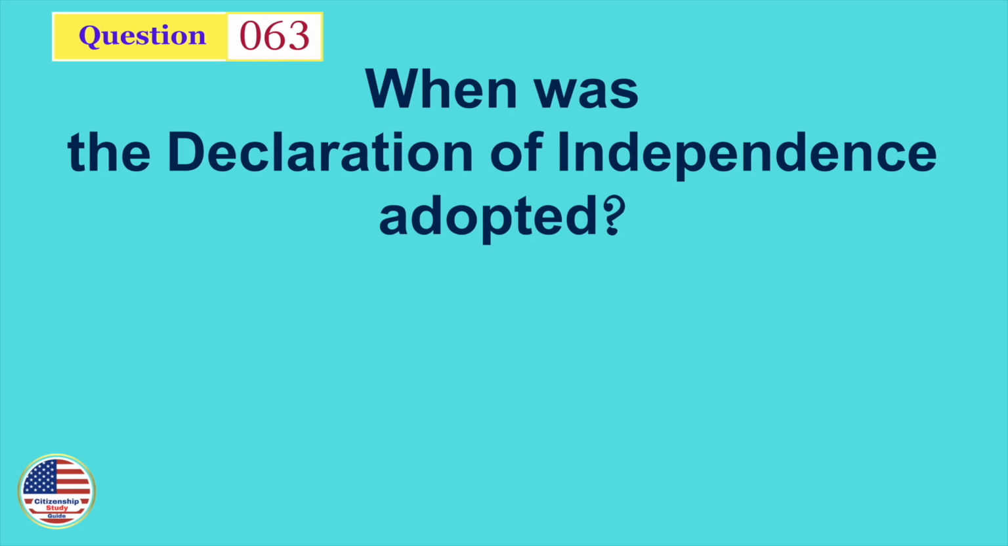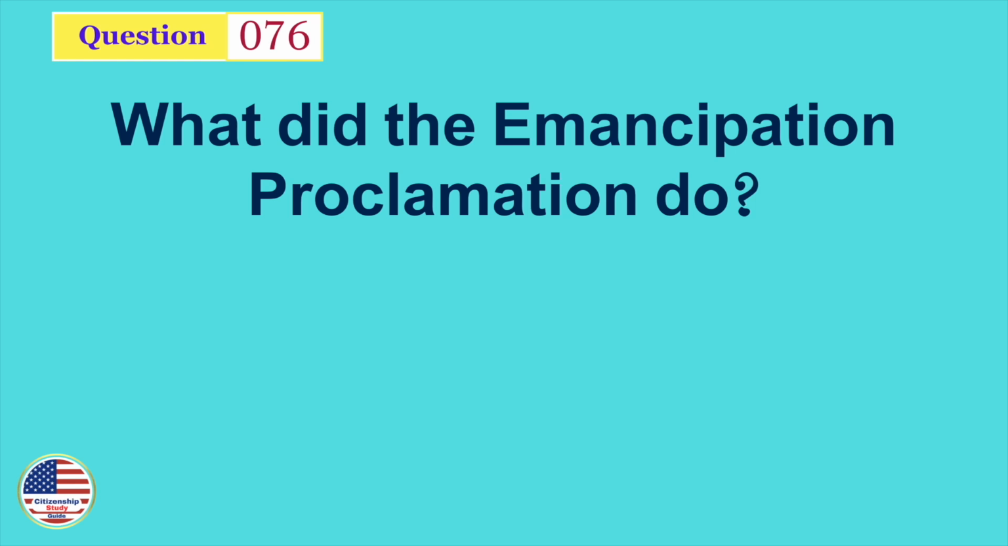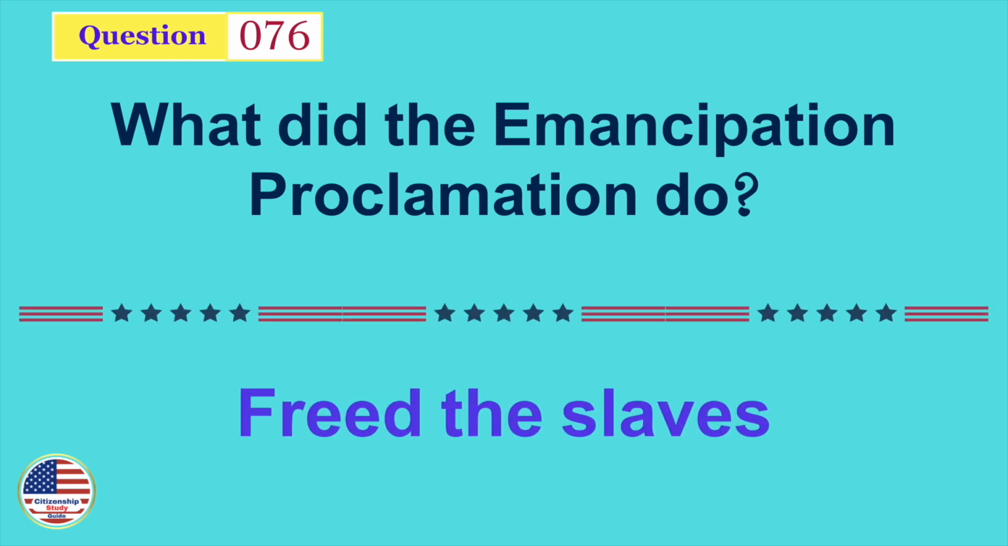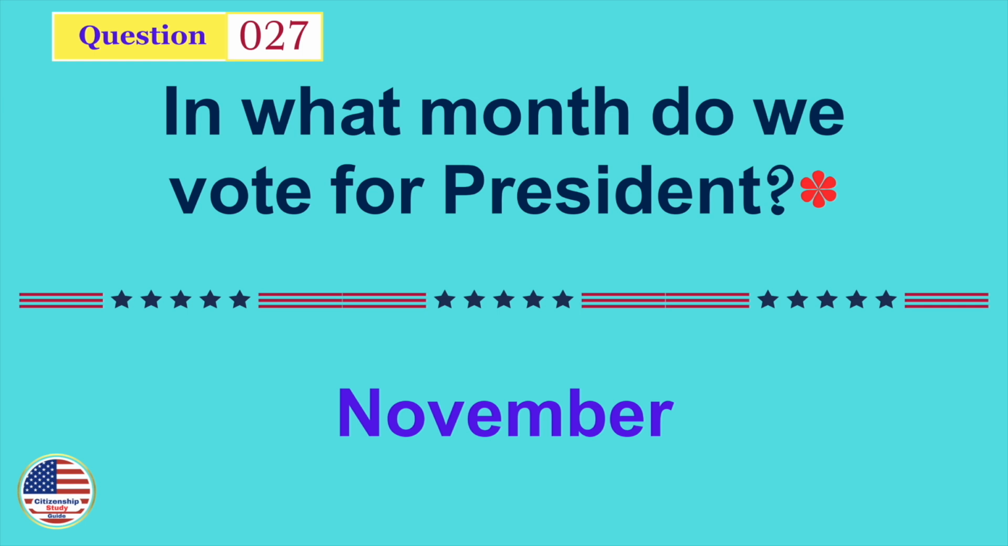When was the Declaration of Independence adopted? July 4, 1776. What did the Emancipation Proclamation do? Freed the slaves. In what month do we vote for president? November.